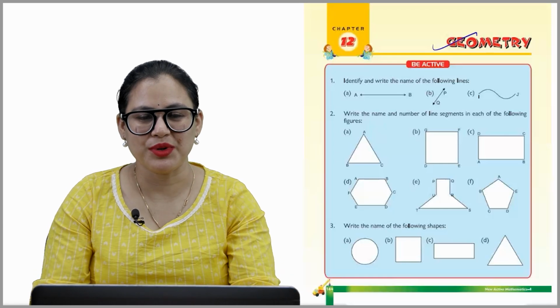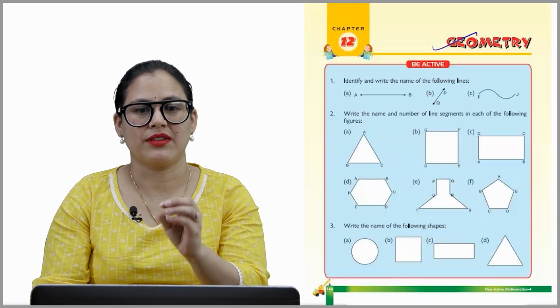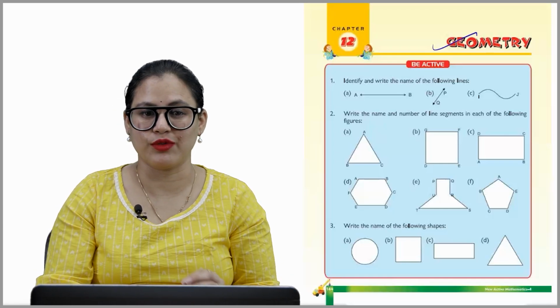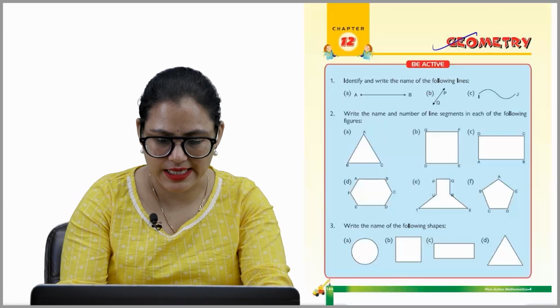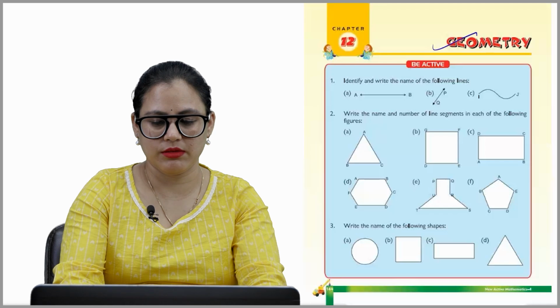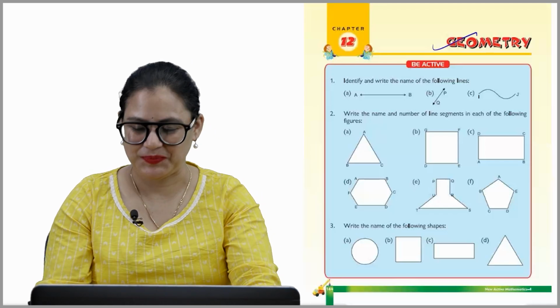And in question number 2, you have to write the name and the number of line segments in each of the following figures, okay. Name of line segment AB, AC and BC, okay, and there are 3 line segments, okay.